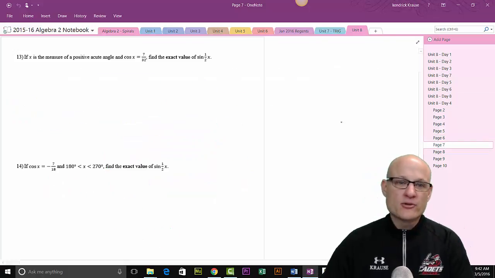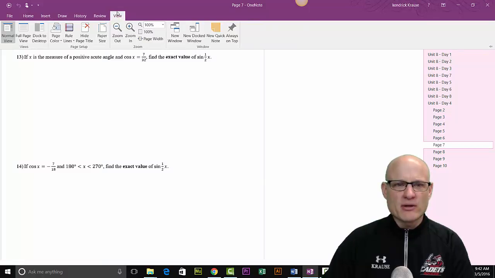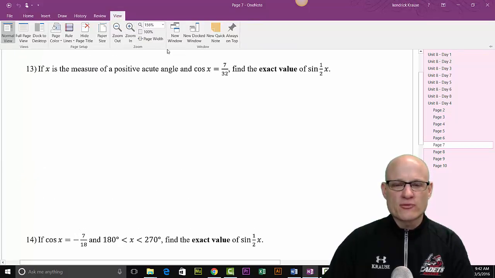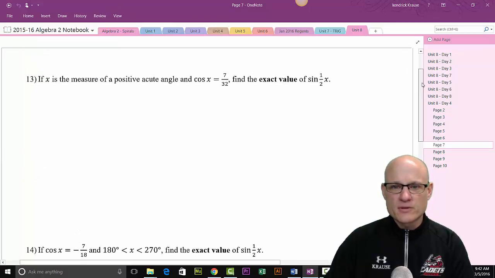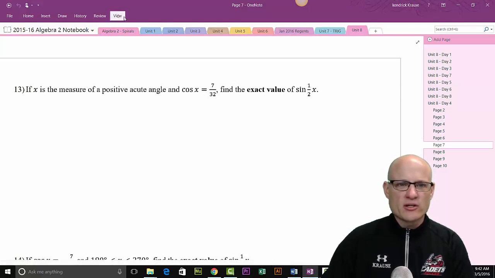13's on the next page. Man, it's cold in my basement. I'm in my basement, by the way, just in case you're wondering how much I'm struggling. I'm so cold right now. So let's see what we got here. Let's see if I can blow this up just a little bit more.